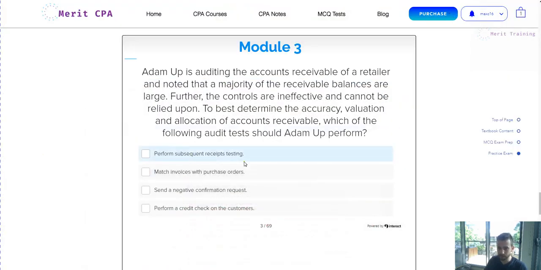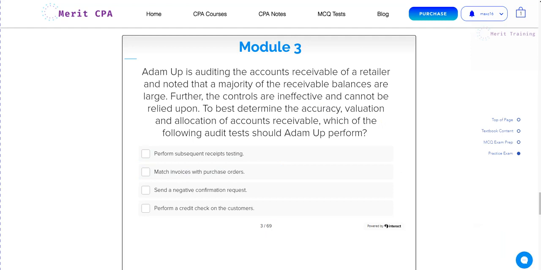So far this one's looking pretty good as the correct answer, because it makes sense logically as a form of checking the existence and accuracy, valuation, allocation of accounts receivable. And it's also mentioned in our notes as well. So secondly, matching invoices with purchase orders. I mean, it's not really a check, right?